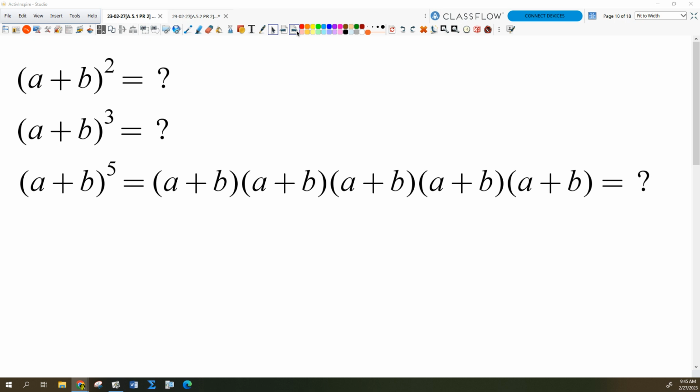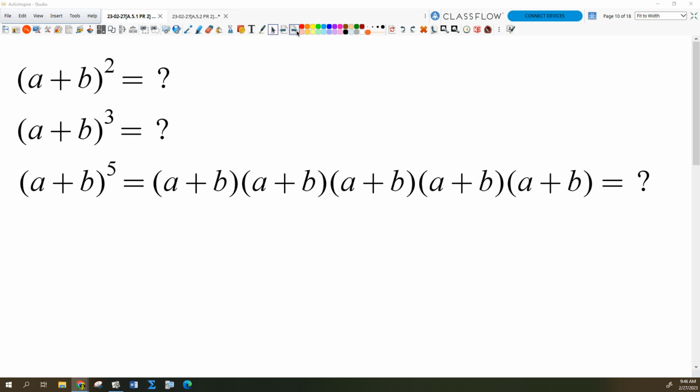What happens? How would you deal with something like a plus b squared? What would you do at this point? I bet I know what you do. You just multiply a plus b times a plus b and FOIL it out, right? Okay, what if you had a plus b cubed? Well, a plus b times a plus b times a plus b, right? That's a little bit more of a hassle, isn't it? Because you have to multiply things in pairs, right?